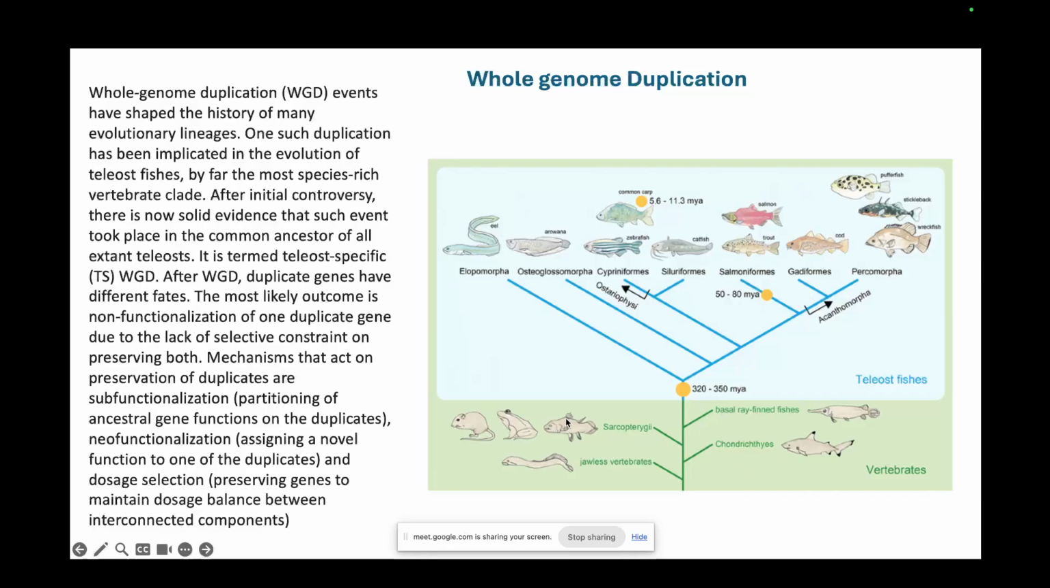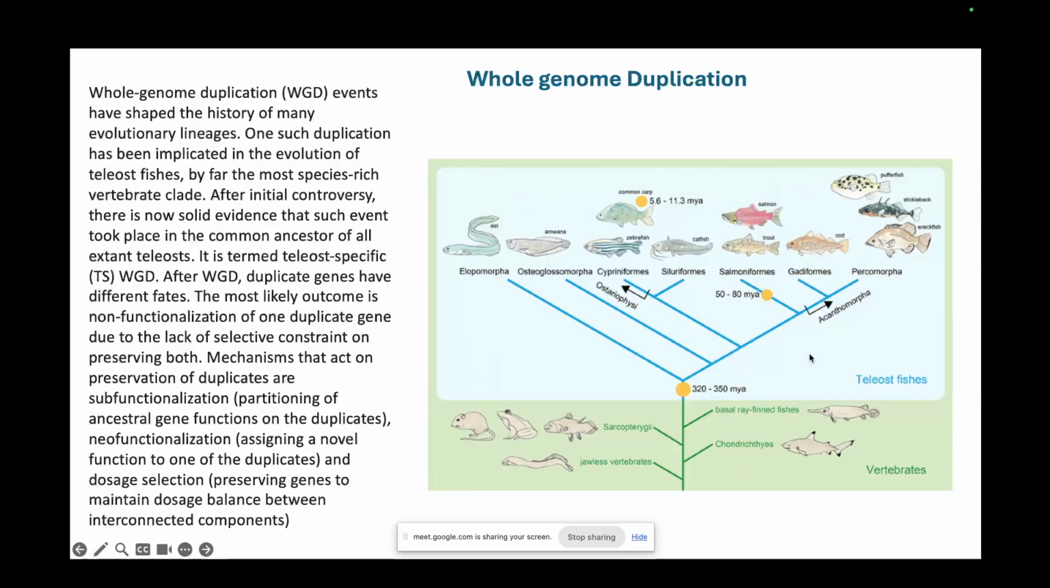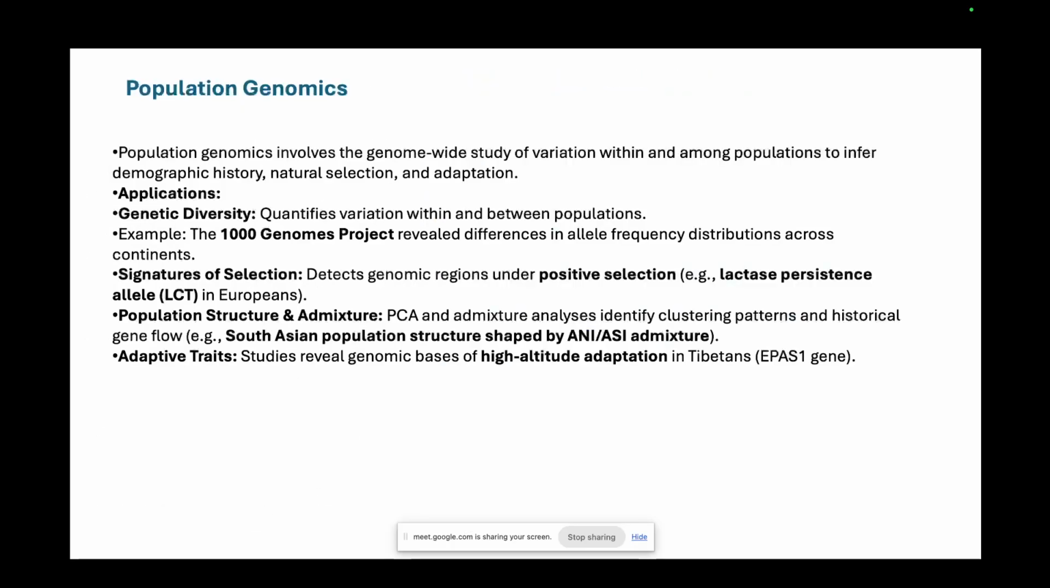Mechanisms that act on preservation of duplicates are subfunctionalization, partitioning of ancestral gene functions on duplicates; neofunctionalization, which is basically assigning a novel function to one of the duplicates. That is also very important. That is how further selection on these kinds of genes will occur. And dosage selection, which is basically preserving genes to maintain dosage between the interconnected components. As I said, a good example of it would be X-linked inactivation.